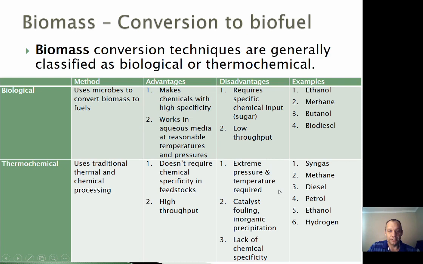When you use lignocellulosic biomass, you also have a disadvantage here in that you get catalytic fouling and inorganic precipitation, which is unwanted and can ruin some pretty expensive equipment. And there's also a lack of chemical specificity in the chirality of the product that you do make. But you can produce syngas through this process, as well as methane, diesel, petrol, ethanol, and hydrogen. So there's quite a lot of scope for some very desirable products there.